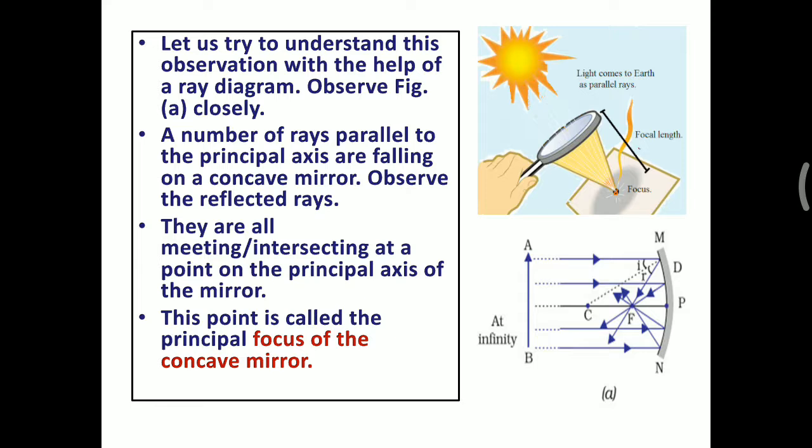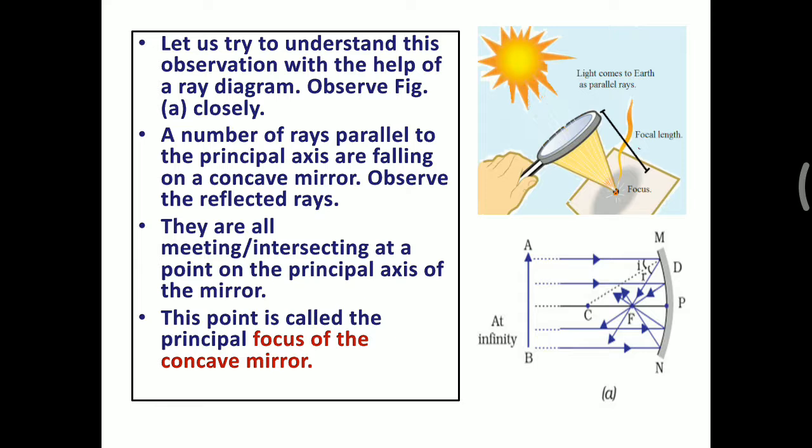So how to draw the ray diagram for this image? Here I took AB, that is the sun. You imagine that it is the sun. And the light coming from the sun and falling on the mirror is the incident ray. After striking the mirror, it is reflected back. All the reflected rays meet at one point. That point is the focus. It is represented by the letter F.